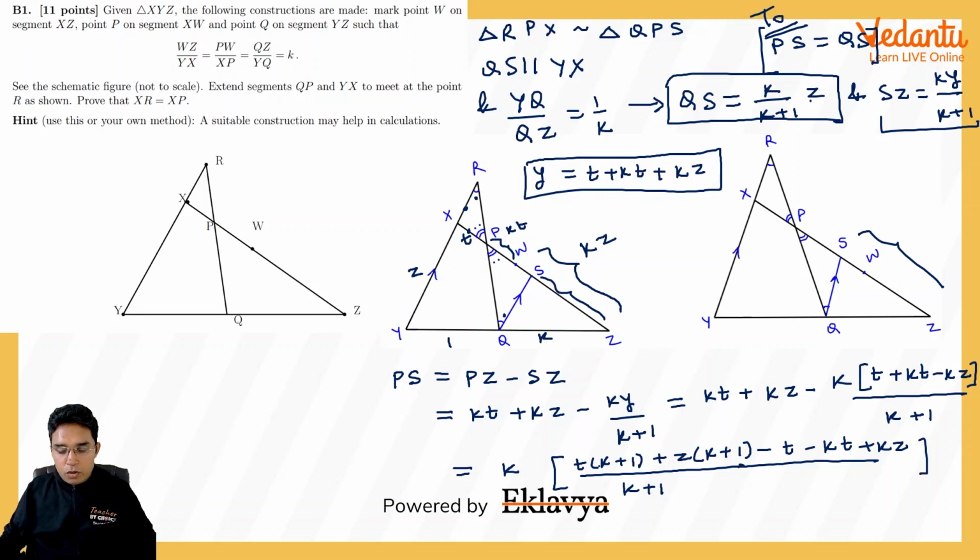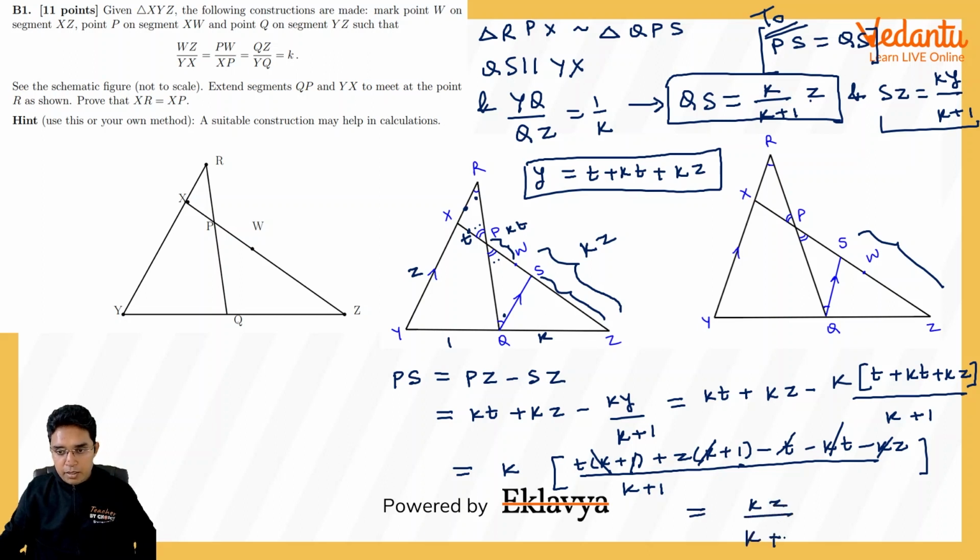So let us see what all terms will be cancelled. I think this Kt is getting cancelled, this t is getting cancelled, and I think that is all. Just 1 minute. I think here also it is plus. Yeah, for y it is plus here, so this here will also be minus. So this Kz is also cancelled. So what is left? I think only z is left inside this bracket. So Kz upon K plus 1.